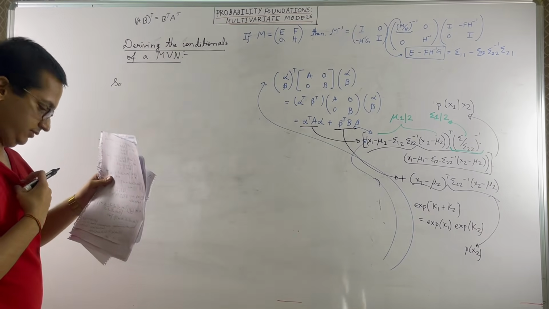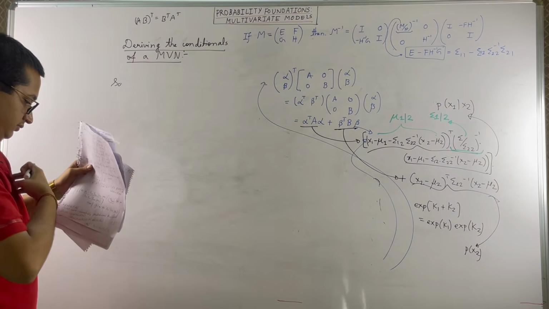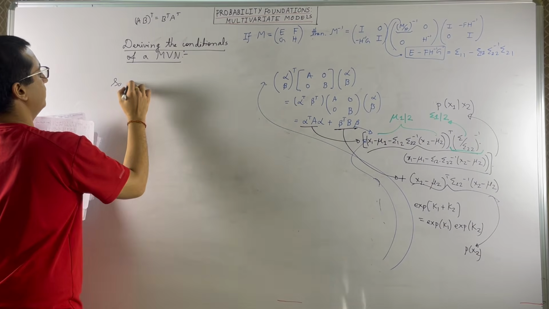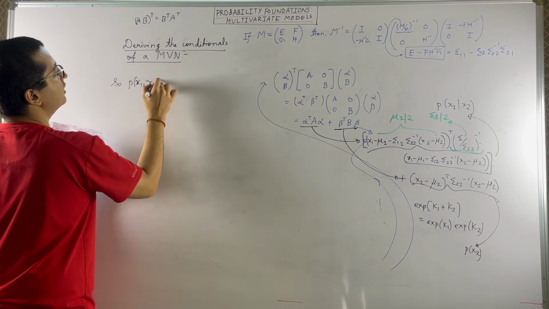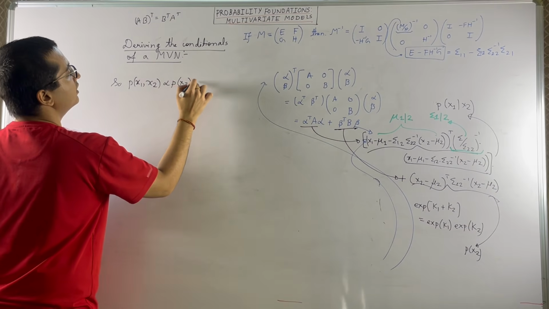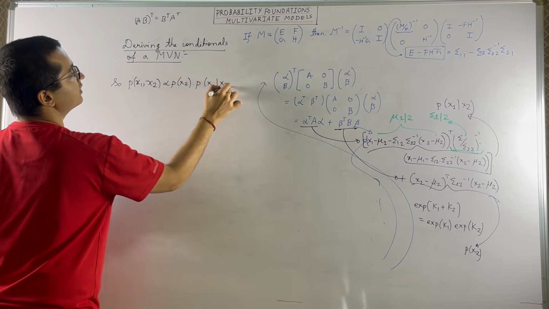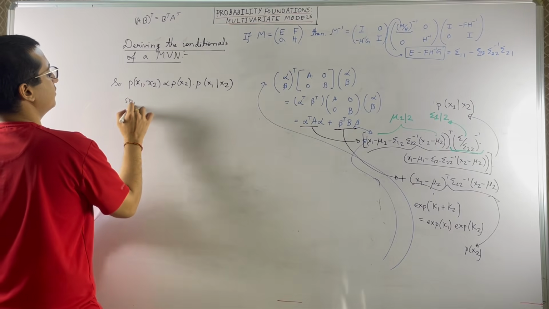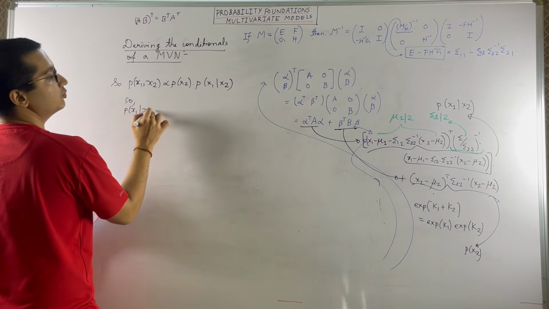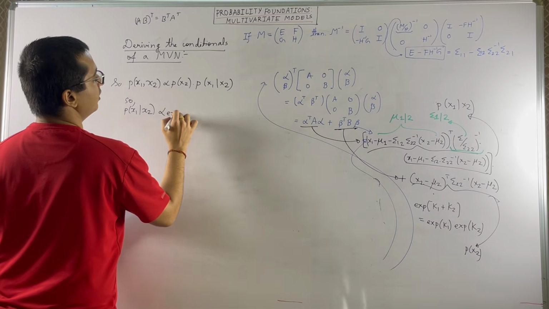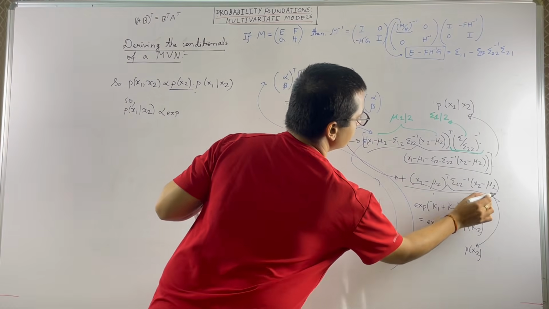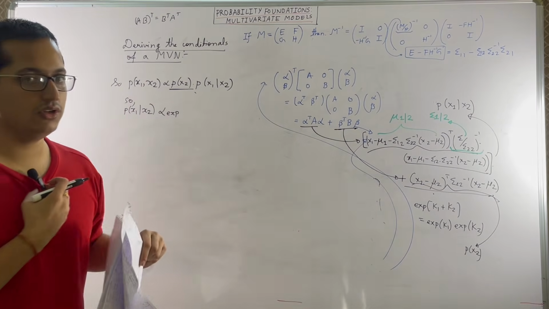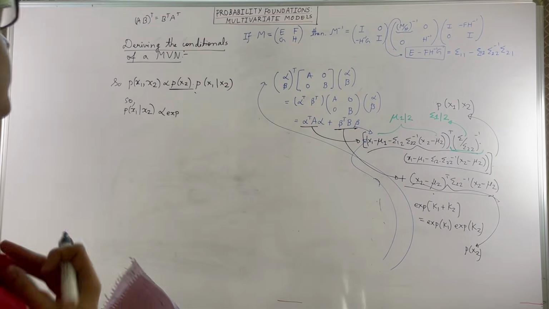So what I have got is, p of x1 comma x2 is proportional to p of x2 into p of x1 given x2, right? And so this pertains to this. So p of x1 given x2 is proportional to exponential of, so we already broke for this part, right? This part we broke. So we just need to take this part for the conditional. All right, so getting the concept.